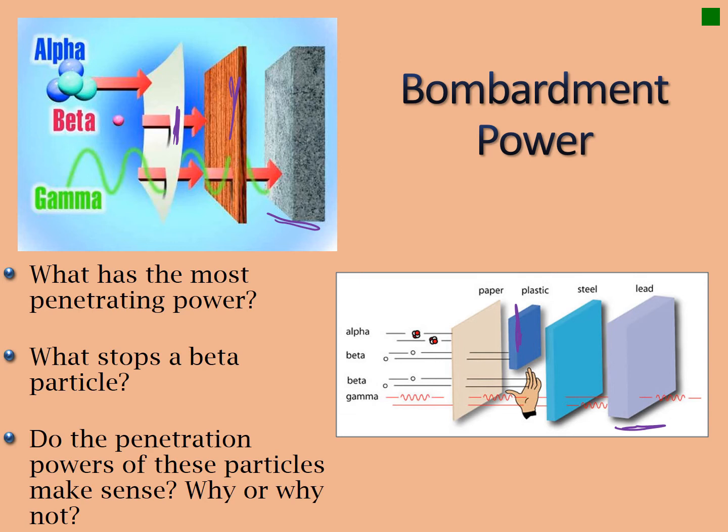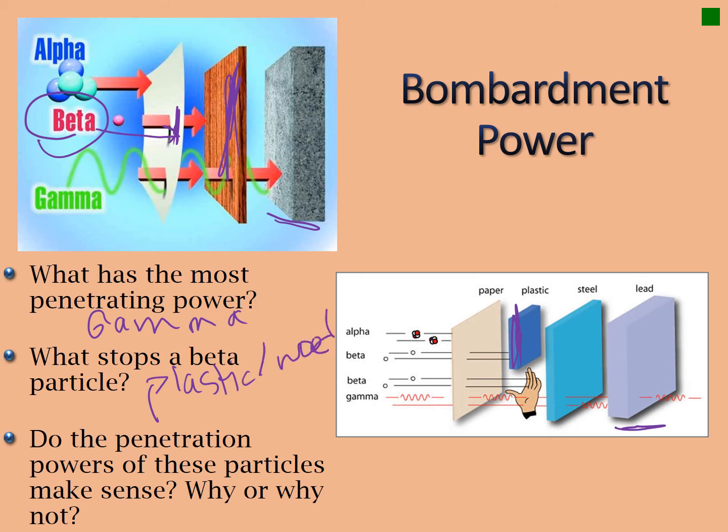All right, so let's answer some of these questions. Which one has the most penetrating power? Well, most penetrating power means that it can go through the most, so that would be your gamma. What stops a beta particle? So I'm going to find beta. Nope, not piece of paper. So I could say a piece of wood or a piece of plastic. Plastic or wood.